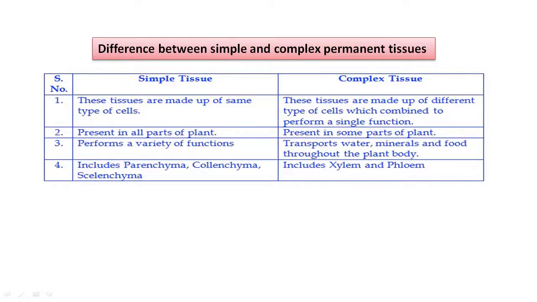So, a few differences between simple and complex plant tissue. Simple tissues are made of the same type of cells, complex are made of different types. Simple tissues are present in all parts of the plant, complex in some parts. Simple tissues perform a variety of functions, whereas complex tissue has the function to transport water, minerals, and food to different parts of the plant body. Simple tissue includes parenchyma, collenchyma, and sclerenchyma, whereas complex tissue includes xylem and phloem.